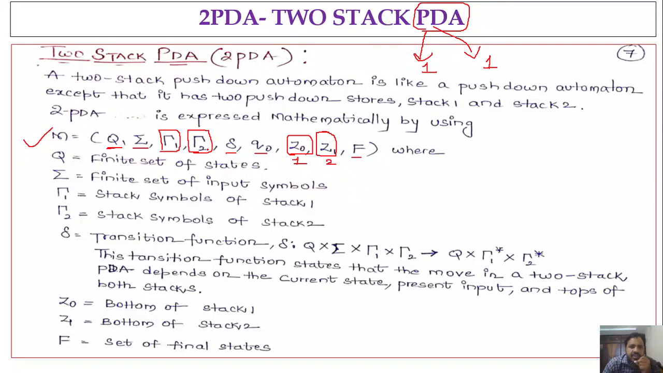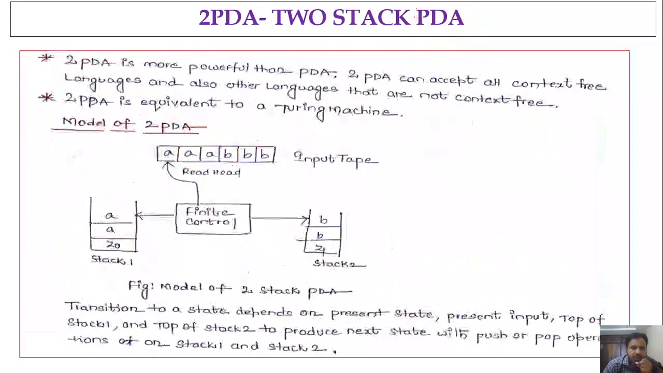If you see this mathematical representation, in a general PDA we have 7 tuples, but here we have 9 tuples. Why? Because as we are adding one more stack here, the stack symbols related to that stack along with one initial stack symbol, these two additional attributes are added to the tuple because of the inclusion of the additional stack. So these are the tuple notation of the two-stack PDA. This is the model of the two-stack PDA.